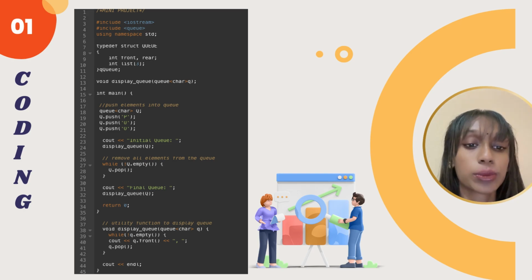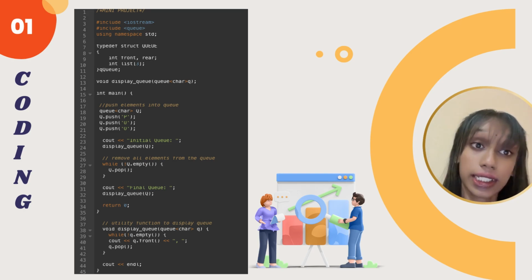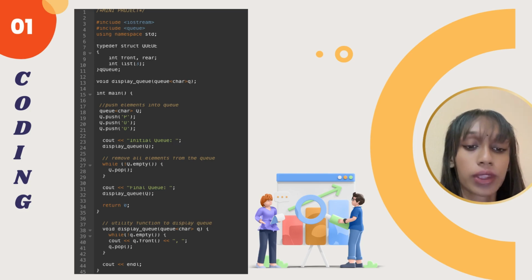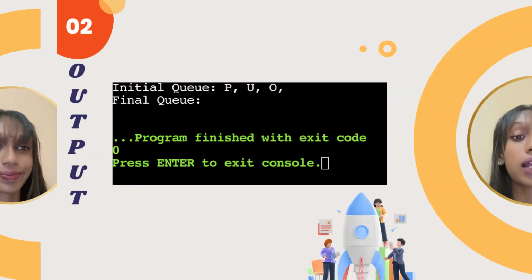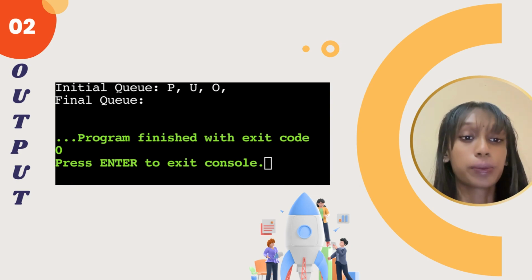Then to remove all the elements from the queue, which is dequeue, I use a while loop. After that, I display the final queue. And lastly, for the utility function to display the queue, I use a while loop. The output for this coding is initial queue, P, U, O. Final queue, nothing. That's all from me.